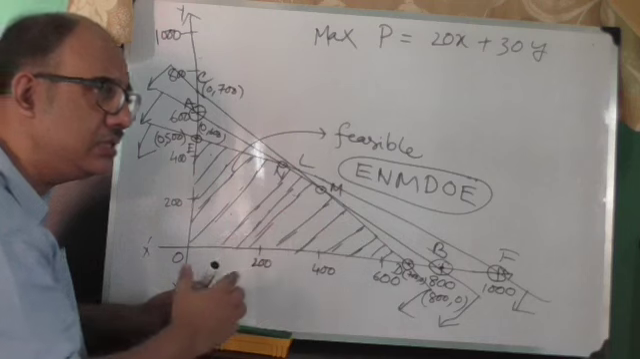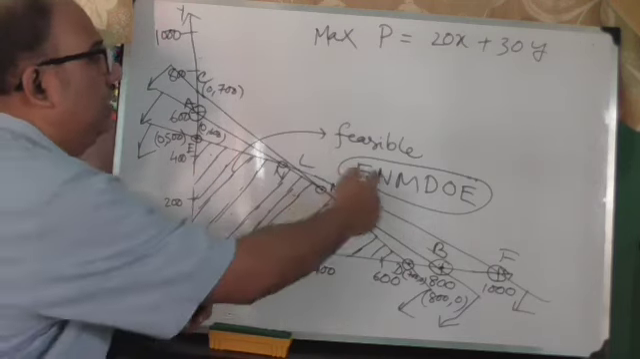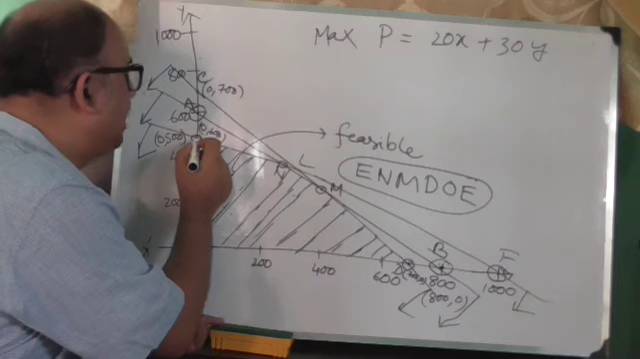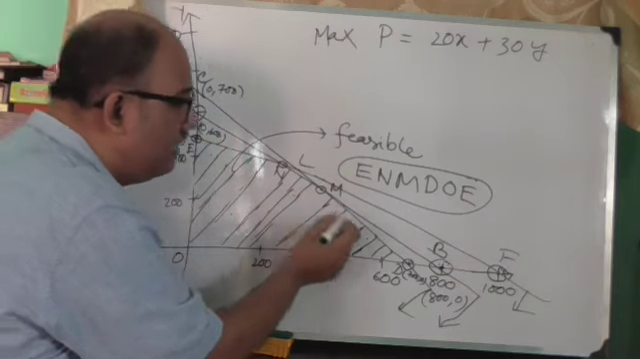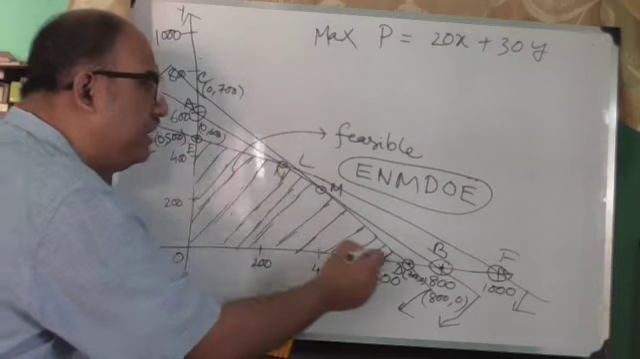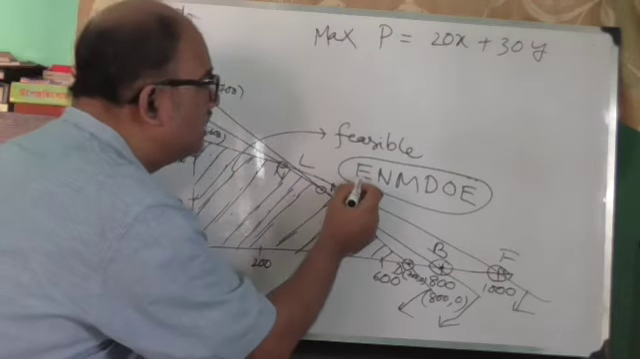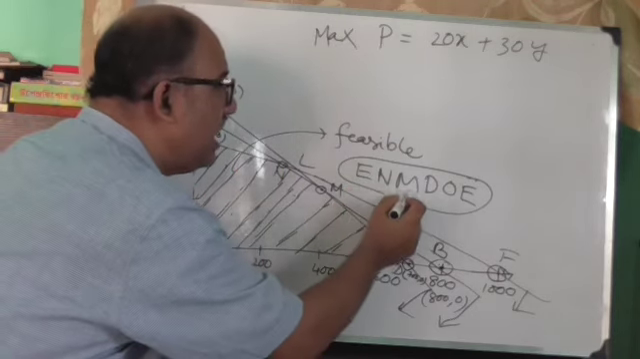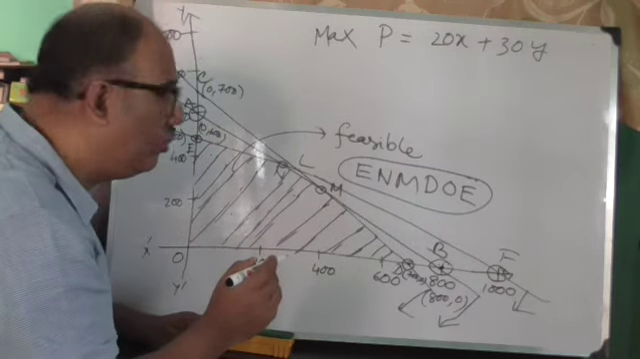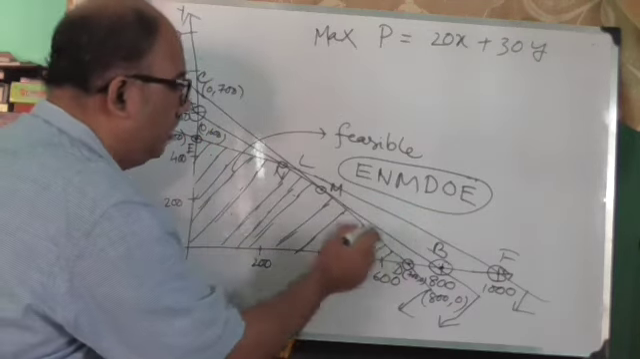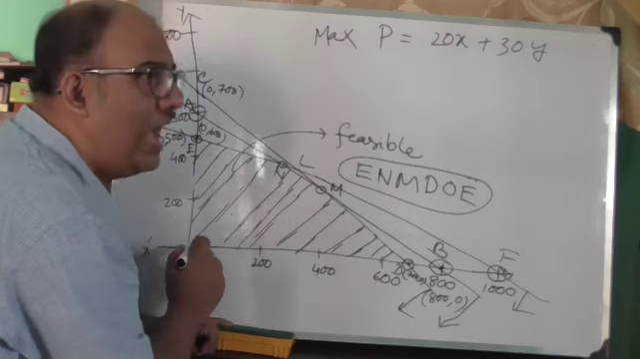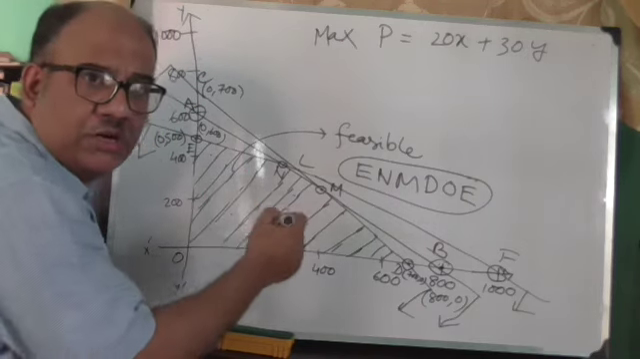So corners means the end points, the edges. Like here, how many corners are there? E, N, M, D and O. So this is a closed feasible region which is having corners E, N, M, D and O. So what we need to do? We need to find out all these points E, N, M, D and O, and we have to find out the corresponding profits.